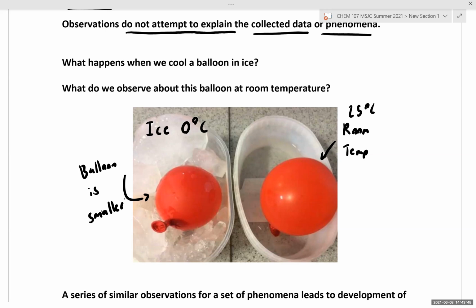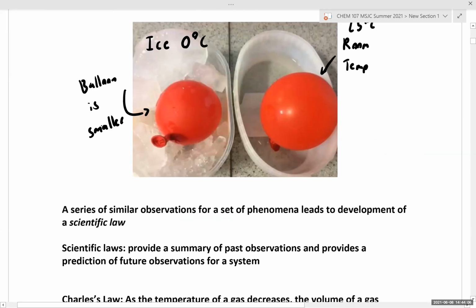So we've made an observation: the balloon is smaller when it's on ice. And in addition to making a hypothesis, if we take a large number of observations, if we begin to collect observations and we study gases at different temperatures for a range of systems, we can begin to compile those observations together.